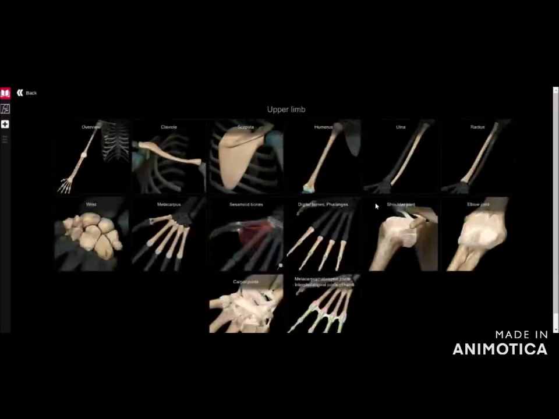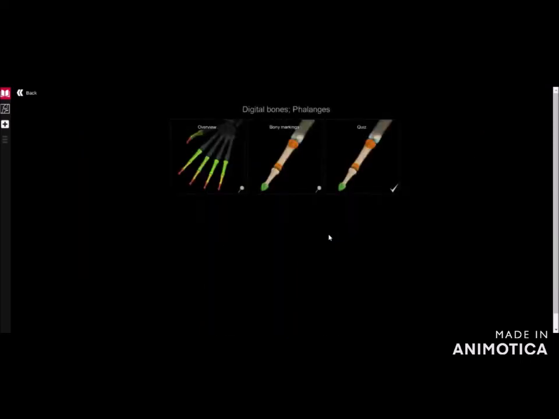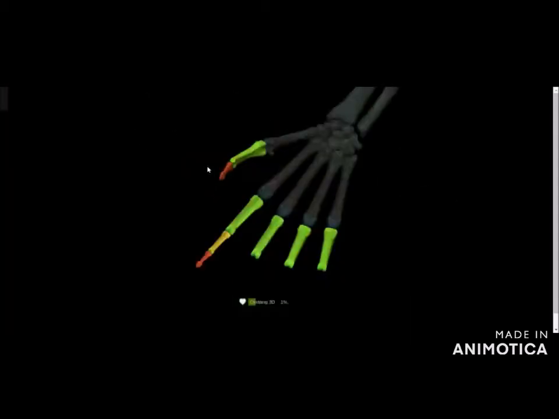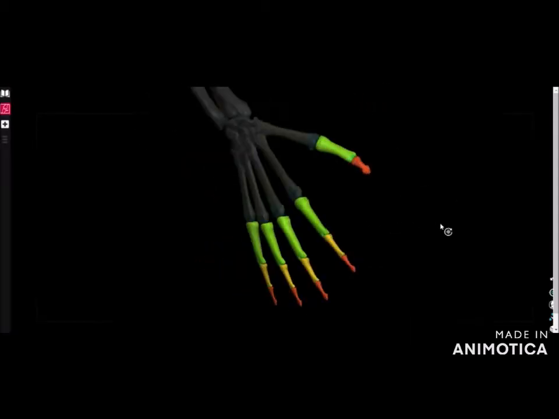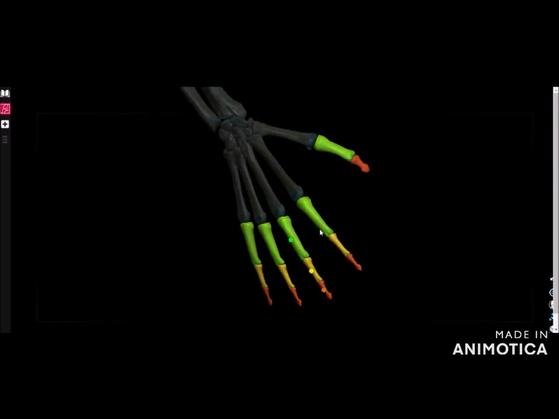And we've got phalanges. Phalanges just make up the fingers. There's usually 3 bones except for the thumb, which has 2. So we've got the proximal phalanx, the middle phalanx, the distal phalanx. Again, you don't need to know all of those. Just know that the fingers are the phalanges.